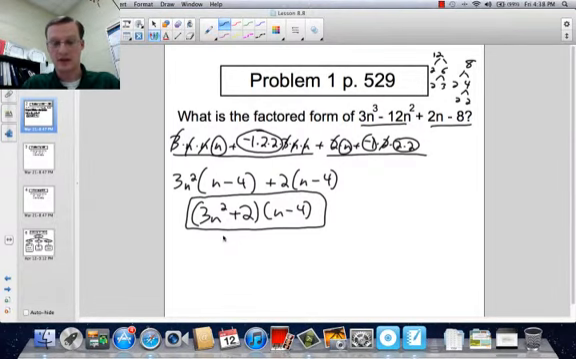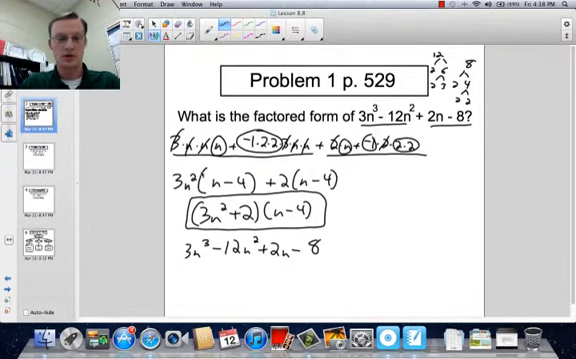We can check this. So first, outside, inside, last. And you notice that gives us the original. Let's try another one.